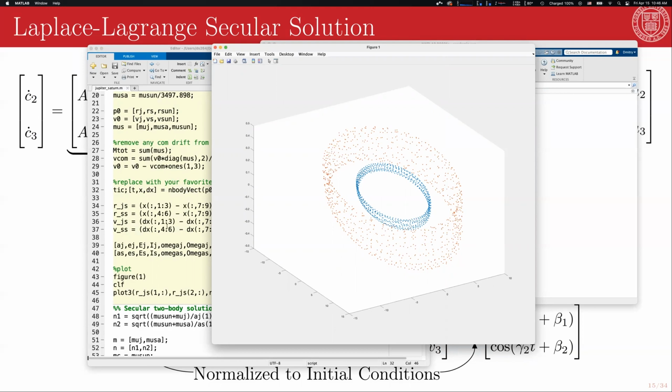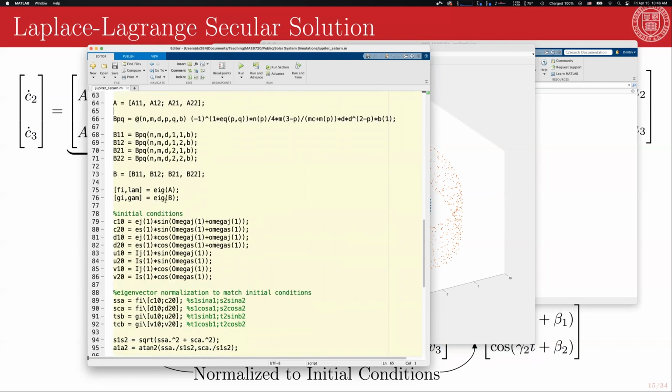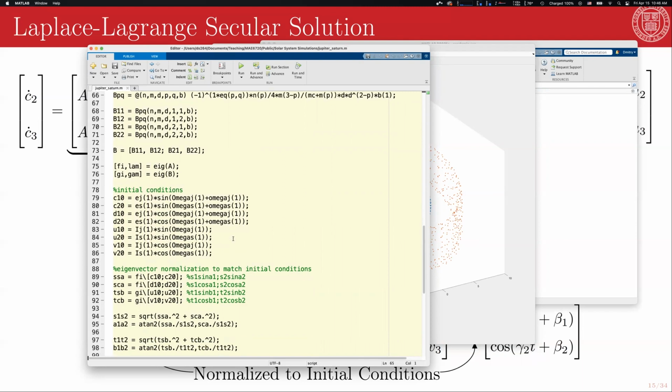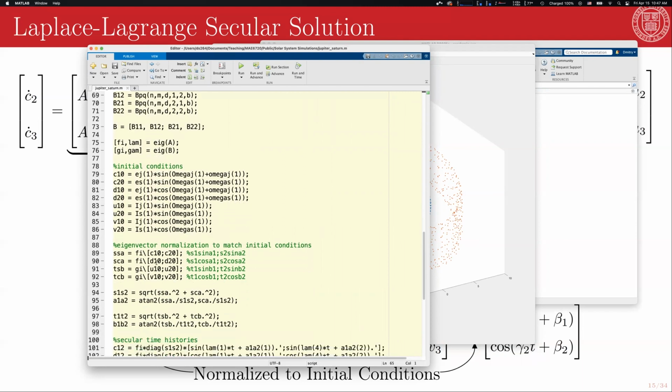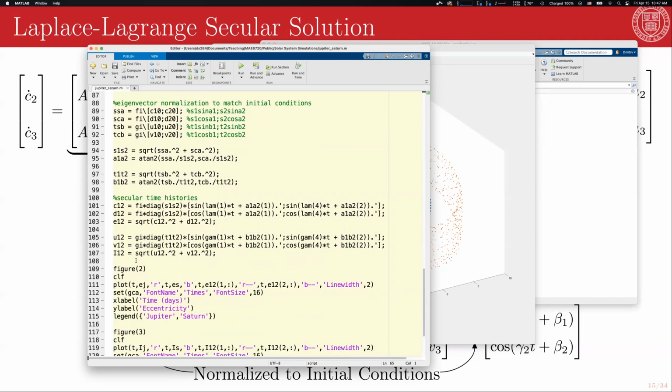Let's compare it against the predictions of the secular solution. We set up functions for our A matrix and our B matrix, and we evaluate them for the specific mean motions and masses and semi-major axes of this particular system. The B values here are the values of the Laplace coefficients, which have been pre-computed using methods that we've previously explored. And we set up the eigendecomposition of the matrices, the initial conditions, and the normalization to match the initial conditions, which is given by the linear solution of these systems. And then we can compute the secular time histories of our C and D and U and V components and put them back together to solve for the eccentricity and the inclination.